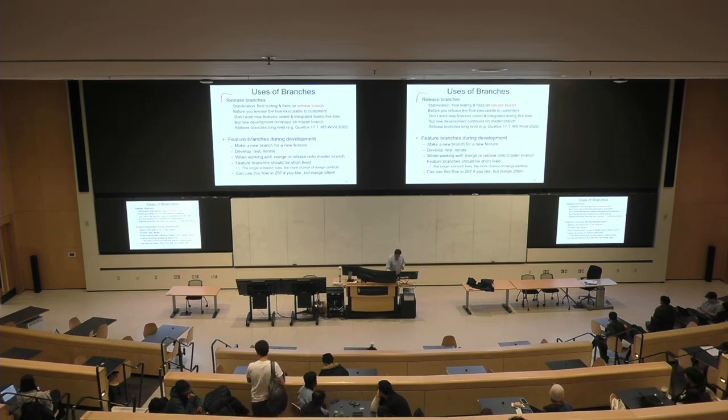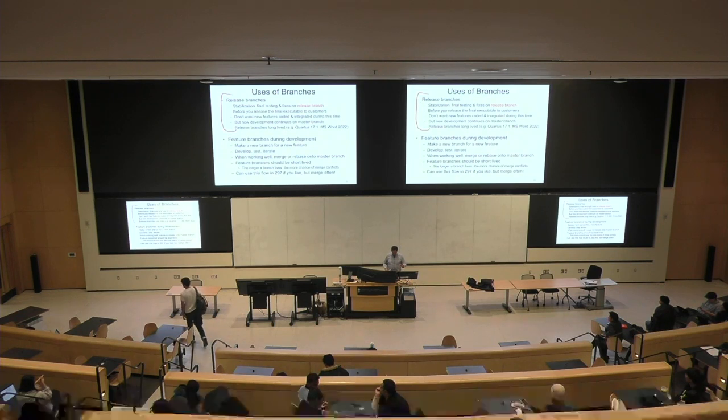So that's a release branch, and release branches usually live for quite a while because you're going to send them out to your customers. The other reason people use branches is what are called feature branches during development. A feature branch is where you make a branch, you're going to make some new feature, you're going to try to do it relatively fast, and you're going to merge it back into the master branch.